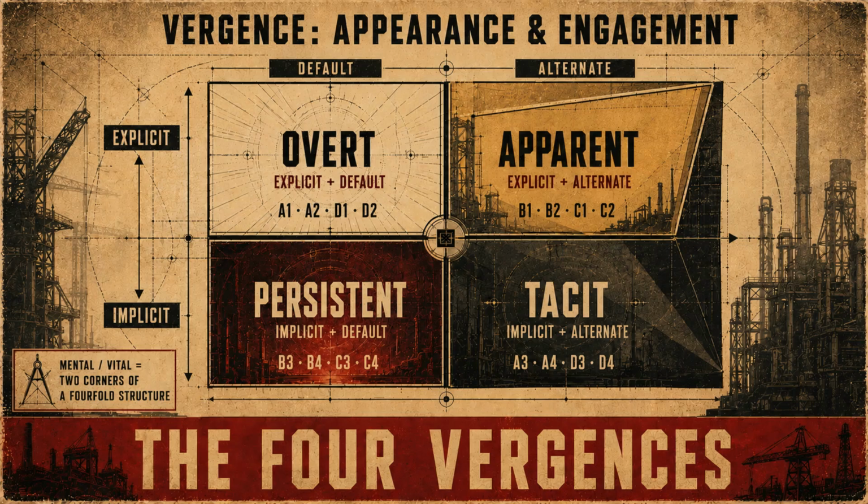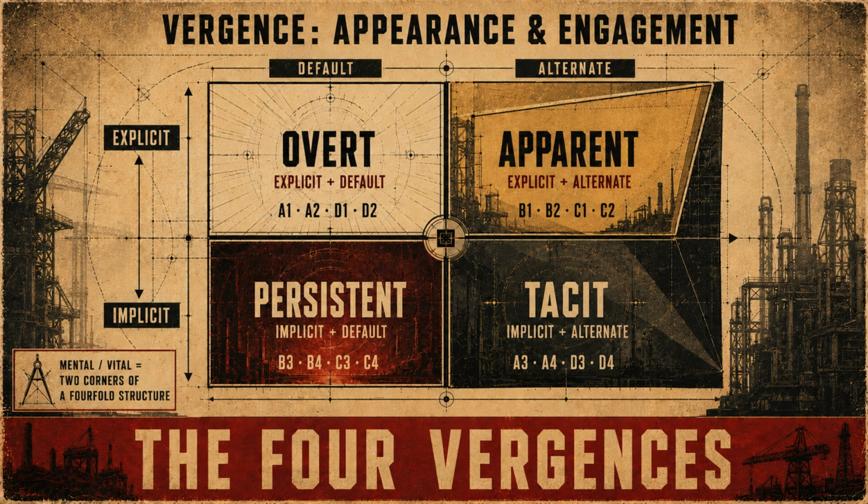So if capacity is not enough, what is missing? Capacity tells us whether a function is easy to bring forward and whether it can be sustained. But it does not tell us how that function appears in awareness, and it does not tell us whether the psyche engages it by default. That is the job of vergence.